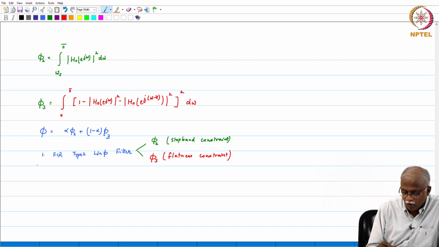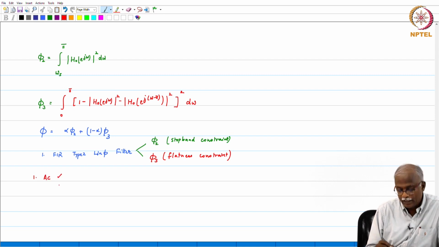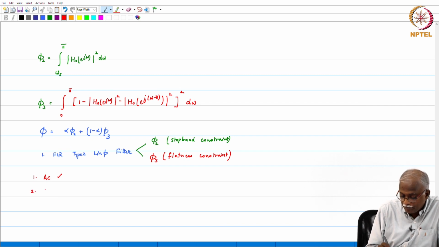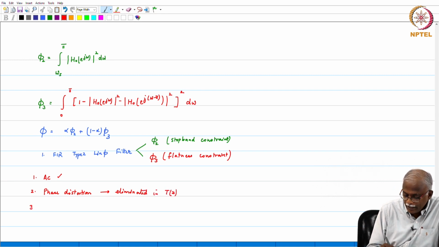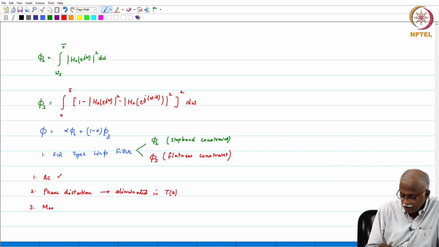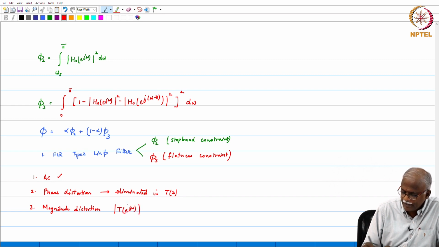Okay, so when we use this, we have aliasing cancellation guaranteed. We then have the phase distortion. Phase distortion is completely removed because this is a linear phase filter. Phase distortion eliminated in T of Z. Now what is the only thing left is magnitude distortion. Magnitude distortion is the magnitude response of T of e to the j omega, and how much it deviates from a constant.